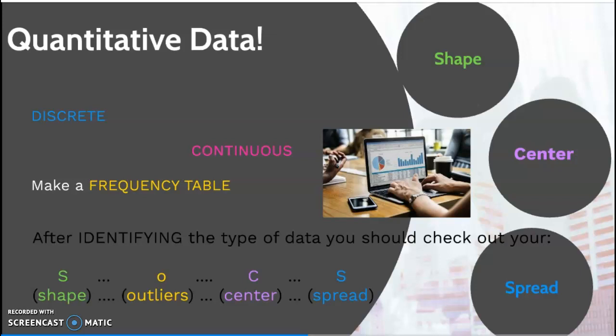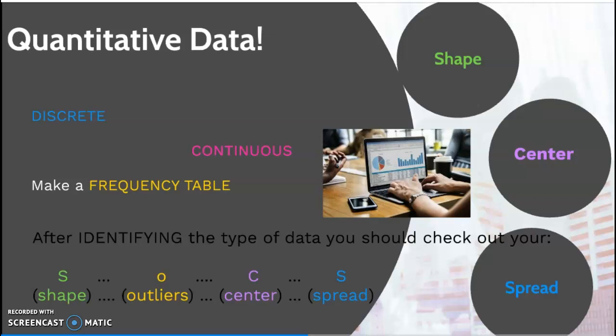Either way, one thing you can do with data is make a frequency table, which is to list the possible values and then count how many times they occurred. It's different with discrete and continuous, and we'll look at that in more detail. But once you have your frequency table, you want to take a look at it and consider the shape, the outliers, the center, and the spread, or check out your socks. Those three things are important, and it's also important to do them in that order.